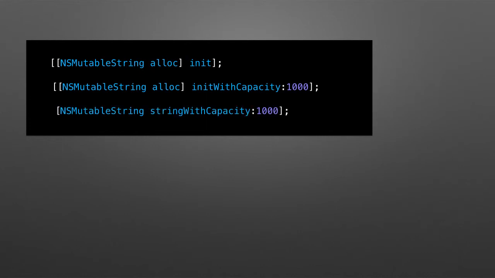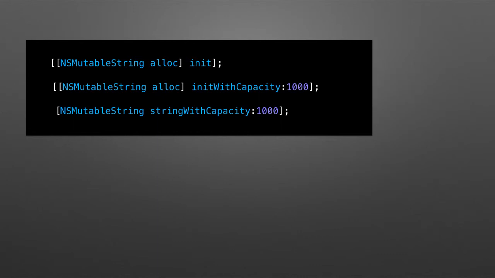Now, here's the thing. There is also a class method that can be invoked on the class directly called stringWithCapacity: 1,000. The second and third lines here are, for all practical purposes, exactly the same thing. It's just a matter of choice of which one you want to use. I think the last one's simpler in terms of readability.